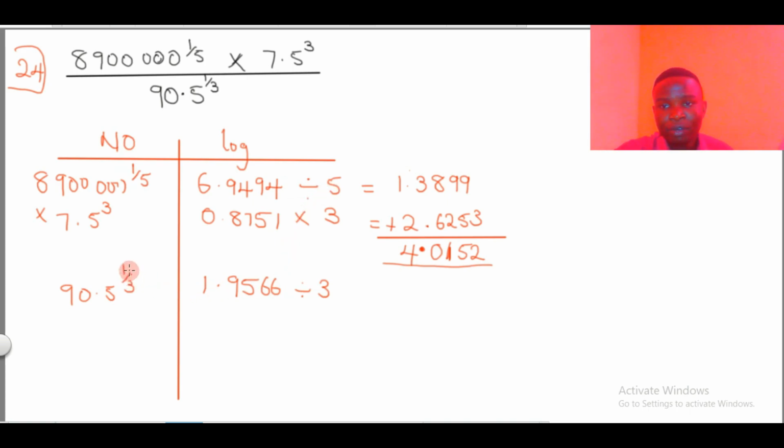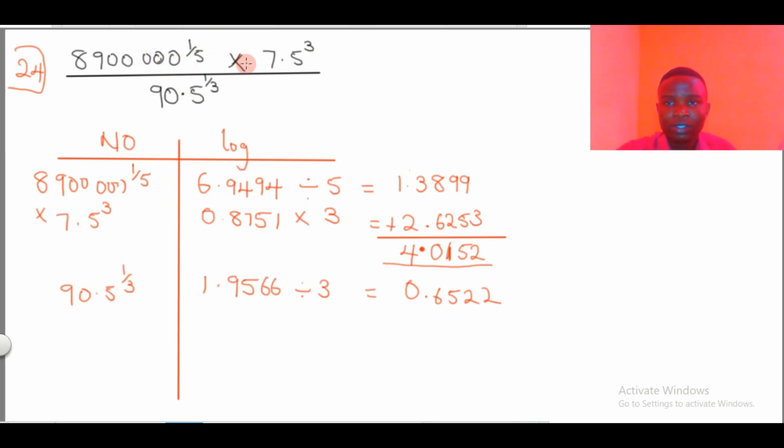So here I have the power of 1 over 3. So it will be this number, which is the log value, divided by 3. And that will be equal to, so 1.9566 is divided by 3. If you press your calculator, it will be equal to 0.6522. So this is the log value of this number. 0.6522 is the log value of 90.5 raised to the power of 1 over 3.